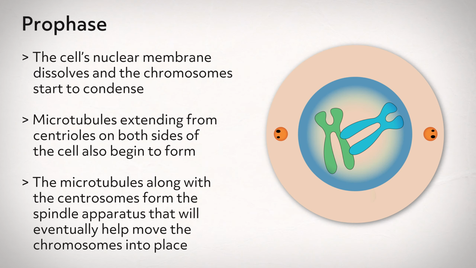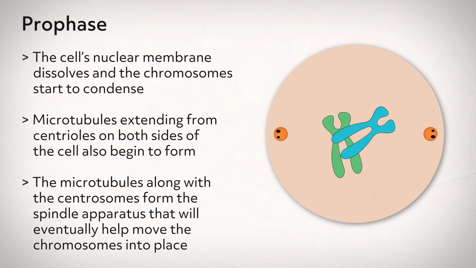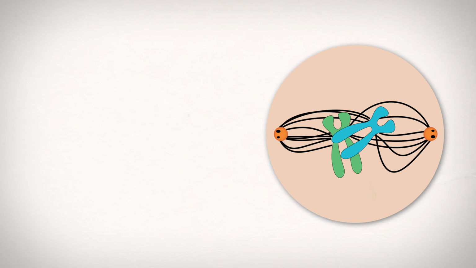During prophase, the cell's nuclear membrane dissolves and the chromosomes start to condense. Microtubules extending from the centrioles on both sides of the cell also begin to form. Together, they form a spindle apparatus called the centrosome that will eventually help move the chromosomes into place.